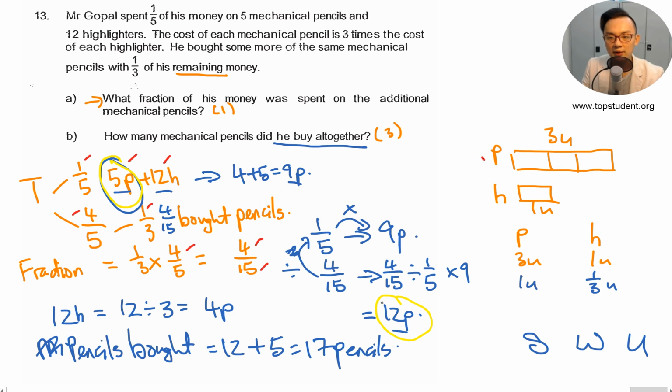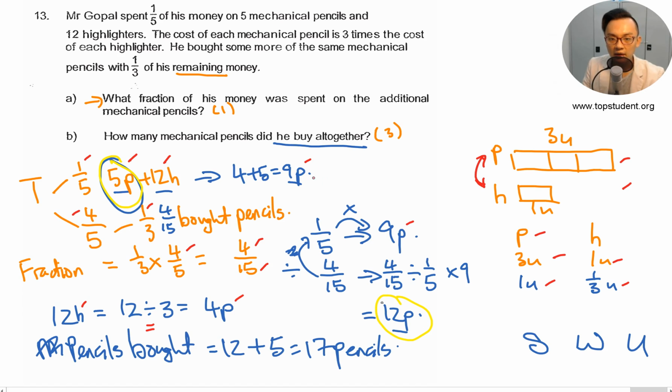They mix up H and P. So cost of each pencil is 3 times the cost of each highlighter. So pencil is 3 times the highlighter, correct. Pencil, highlighter, 3 units, 1 unit, correct. So if I change this to 1 unit, this becomes 1/3 unit, correct. So 12 highlighters equals 12 divided by 3. Make sure it's divide and not times. Divided by 3 pencils, correct. So 1/5, I got 9 pencils. Is that correct? So 5 plus 4 is 9, correct.